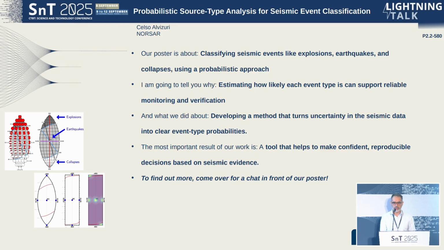Hi, I'm Celso Alvizuri. I'm from NORSAR. I will talk about three things in my poster. The first is the probability that a given seismic event is of a particular type anywhere on Earth, for instance, an explosion, an earthquake, a collapse, a CLVD, and so on. Another question that I will address is how to quantify our degrees of belief given the seismic evidence and uncertainty.